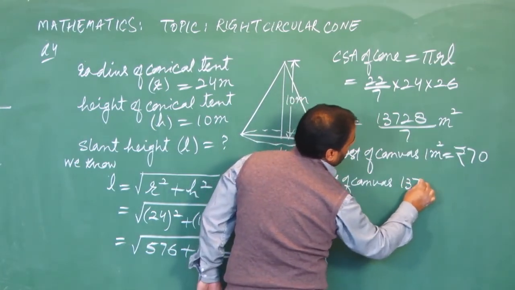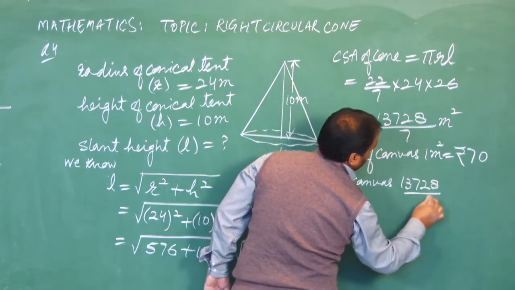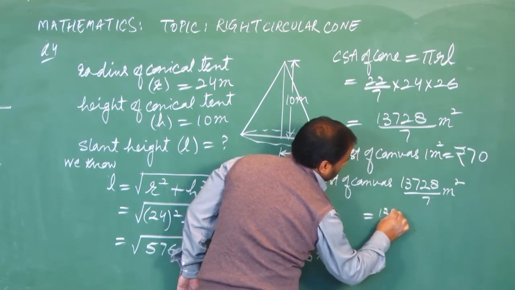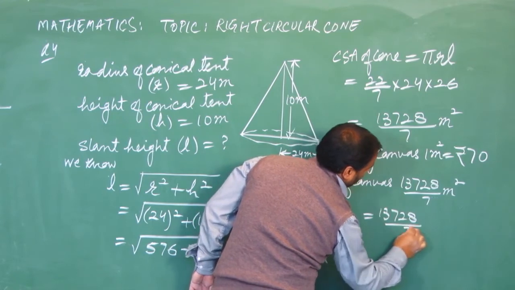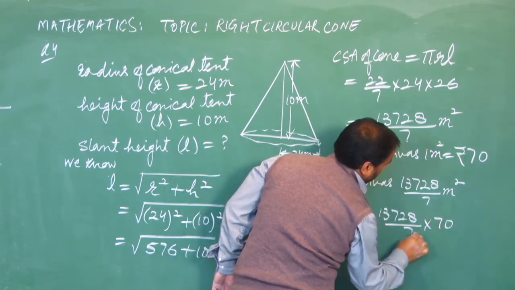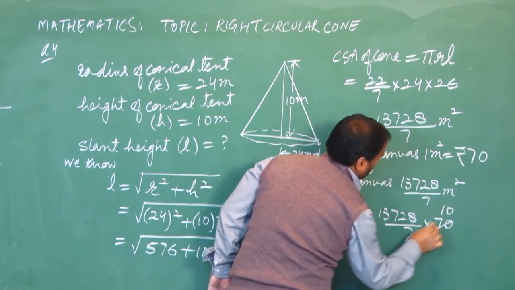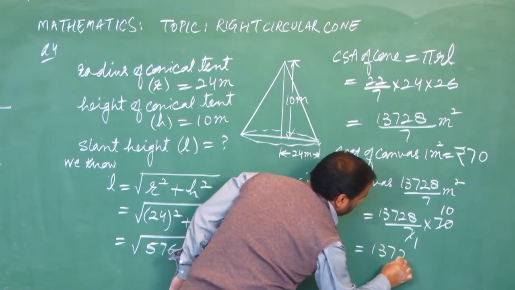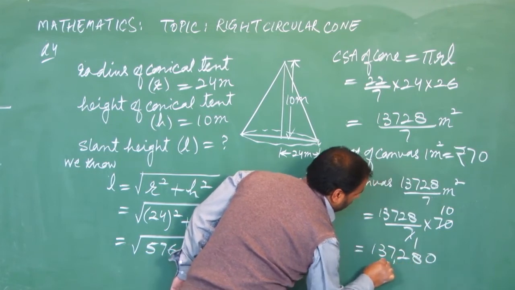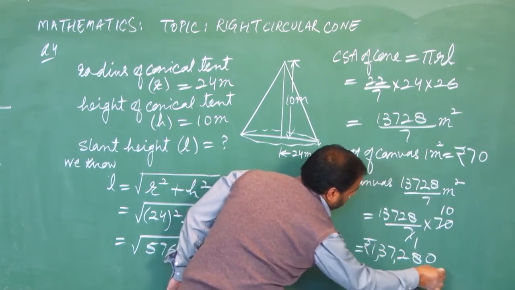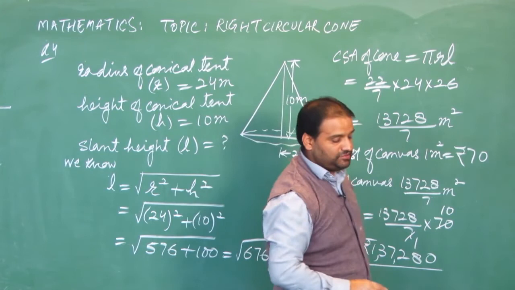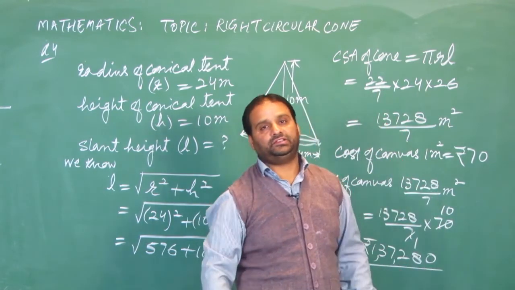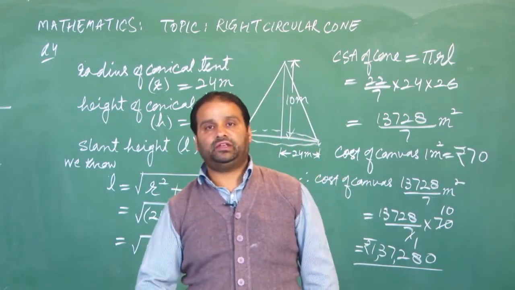It is 13,728 by 7 meters square. That is equal to 13,728 by 7 into 70. It gives 1,37,280 rupees. So, for making that conical tent, the canvas costs 1,37,280 rupees. Hope that you understand that question.